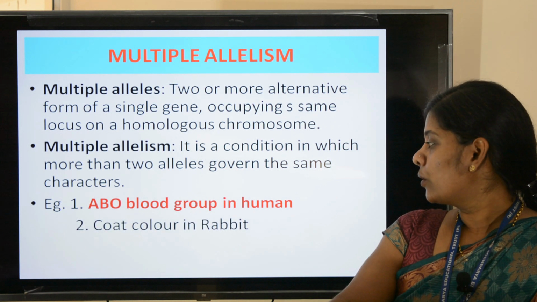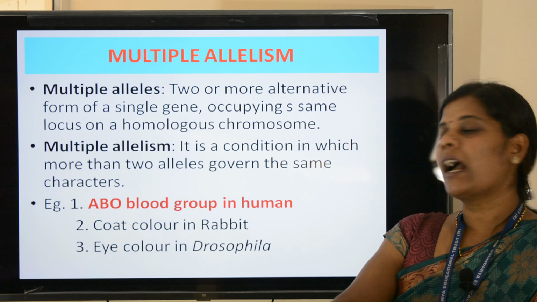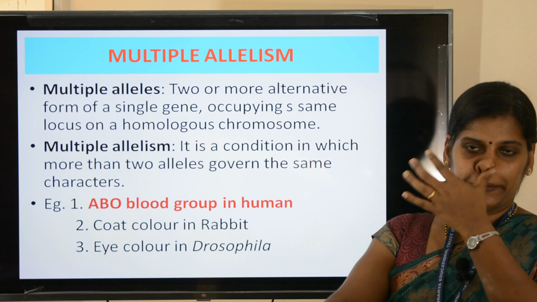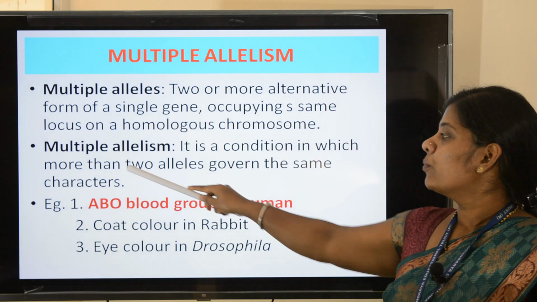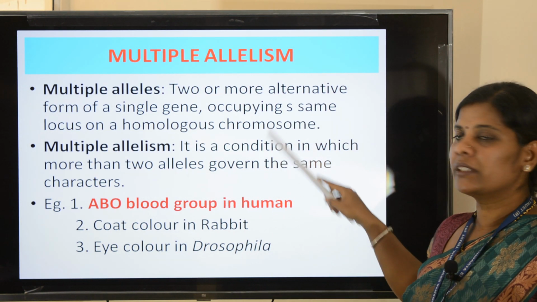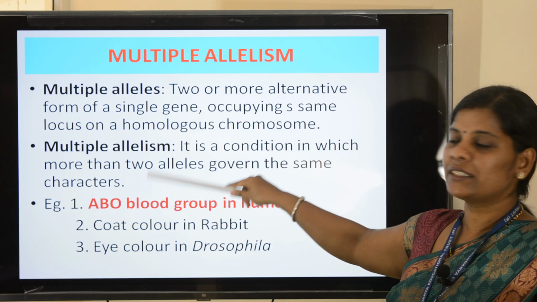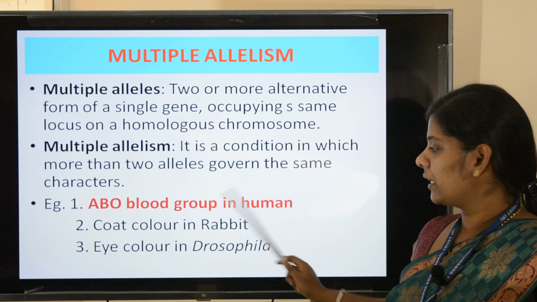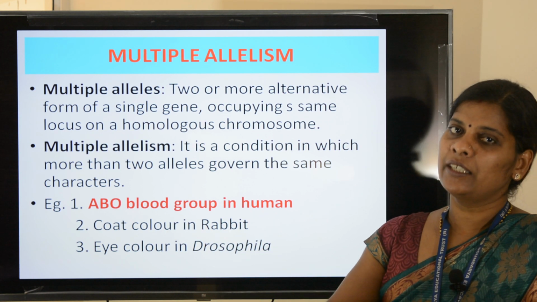One more example, coat color in rabbit and eye color in Drosophila. So multiple allelism is a condition in which more than two alleles govern, or influence, the same character: ABO blood group in human, coat color in rabbit, eye color in Drosophila.